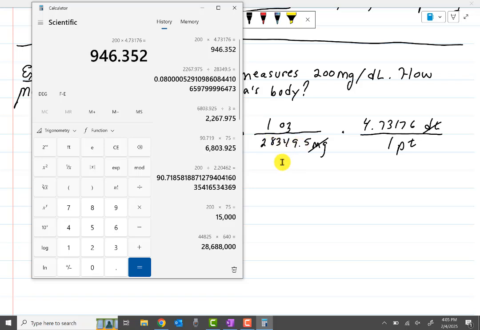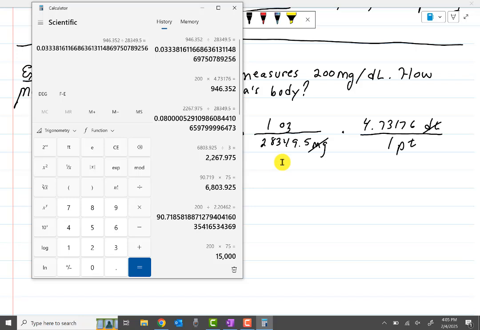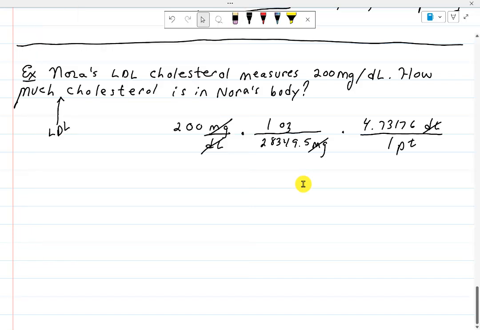Now that is ounces in the top, and let's divide by this number here. I think that's the only thing in the denominator. Divide by 28349.5. It looks like 0.0334. I think there was 3 4s, 3 3s, and then a 4, and what do we have left then? Ounces per pint.